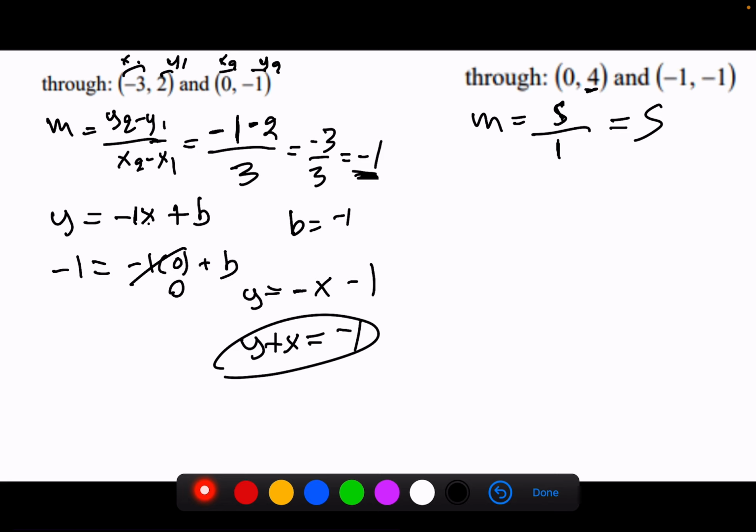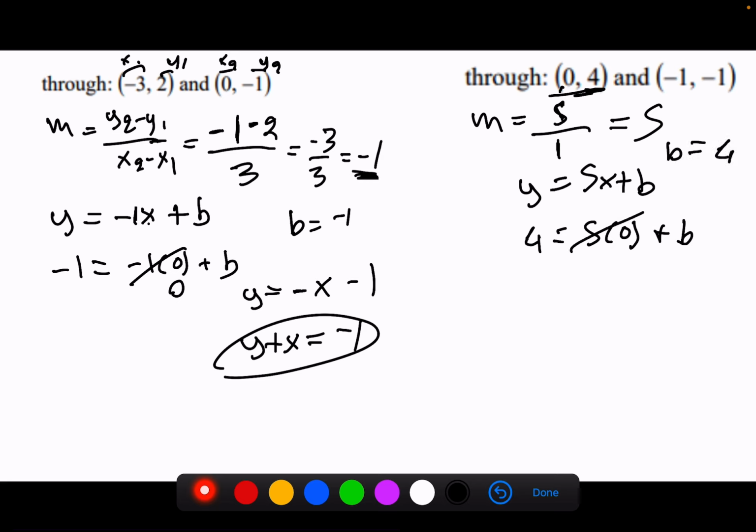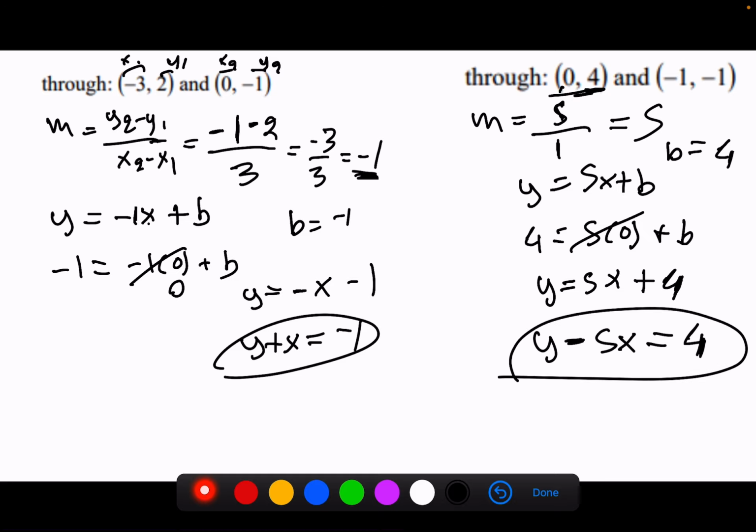Now solving for b, we know y is equal to 5x plus b. And we have the point 0, 4. So 4 is equal to 5 times 0 plus b. 5 times 0 is 0, so 4 is equal to b. So I can rewrite this as y is equal to 5x plus 4. I can subtract 5x from both sides, and I get y minus 5x is equal to 4. And this would be my answer.